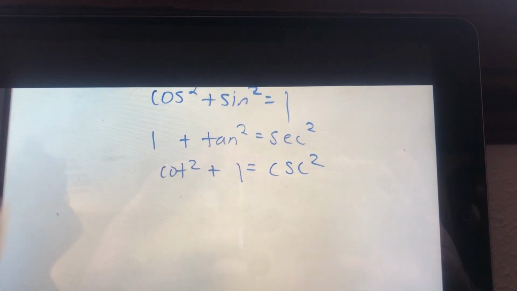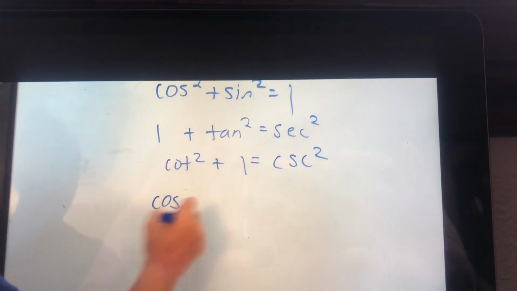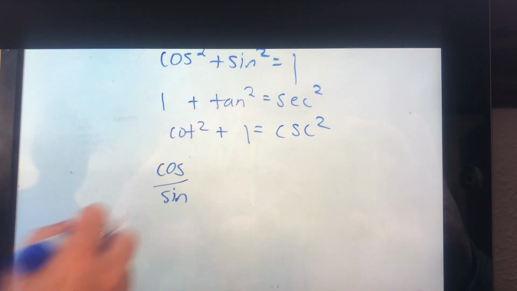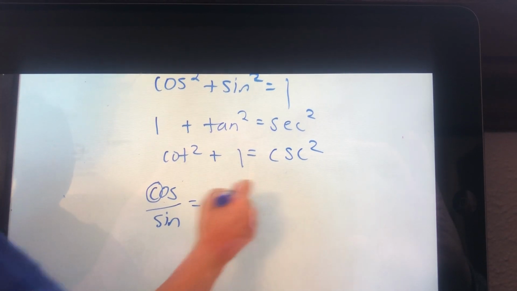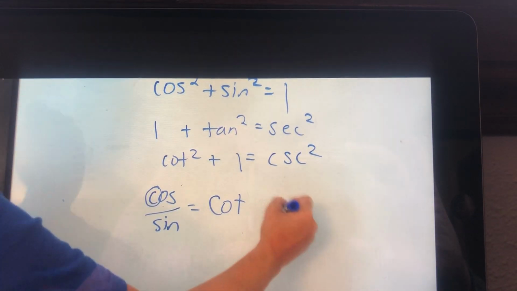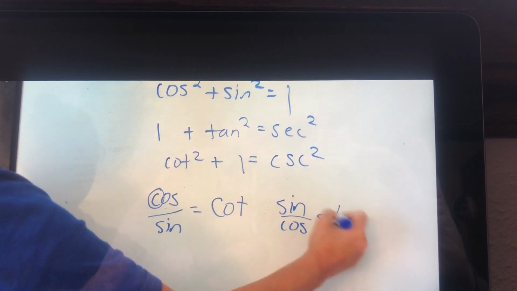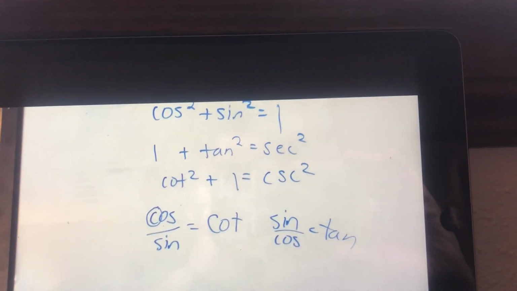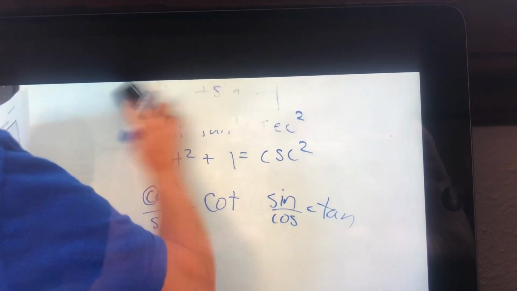The other things we're going to be using a lot are the quotient identities. Remember cosine over sine. If you guys remember that, I mentioned, remember the C's on top. So that one goes with cotangent. And then the reciprocal is sine over cosine, which is tangent. Those are the ones that we're going to be using a lot of on these.